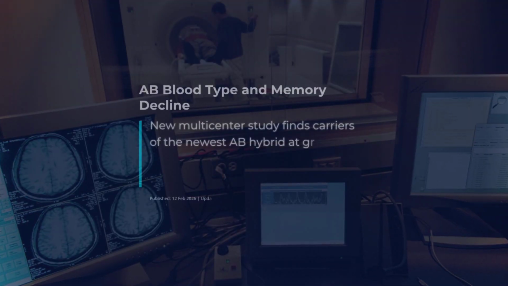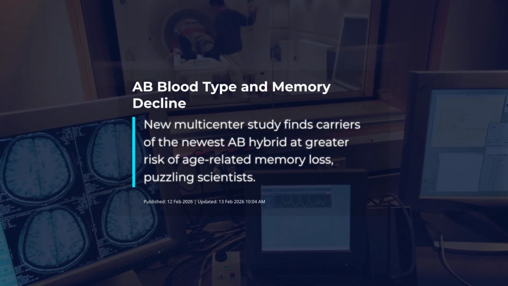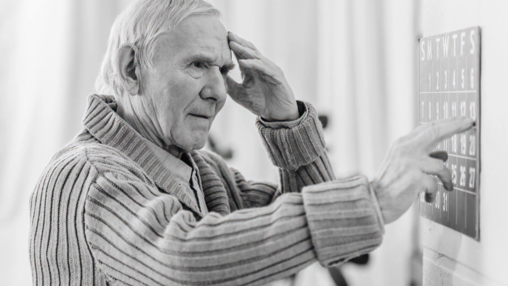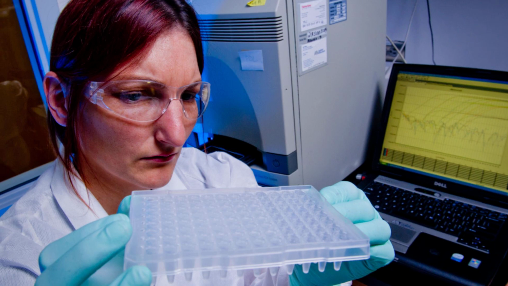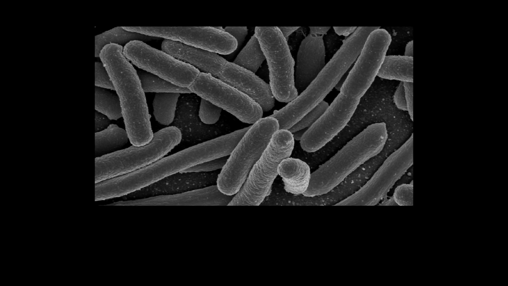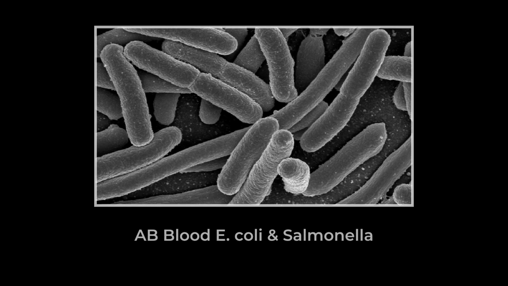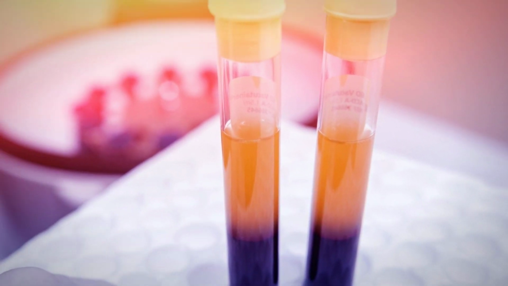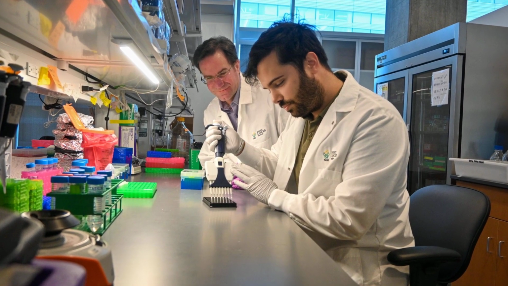Studies show AB individuals face a higher risk of cognitive decline and memory problems later in life compared to other blood types. And their immune system, so accepting of foreign blood, can be too permissive with certain infections, making them more vulnerable to bacteria like E. coli and Salmonella. The most complex blood type carries hidden risks that science is only beginning to understand.